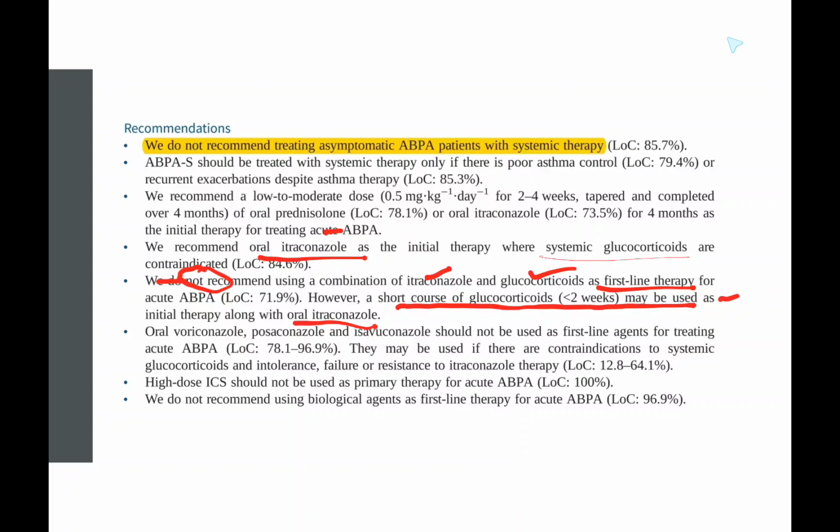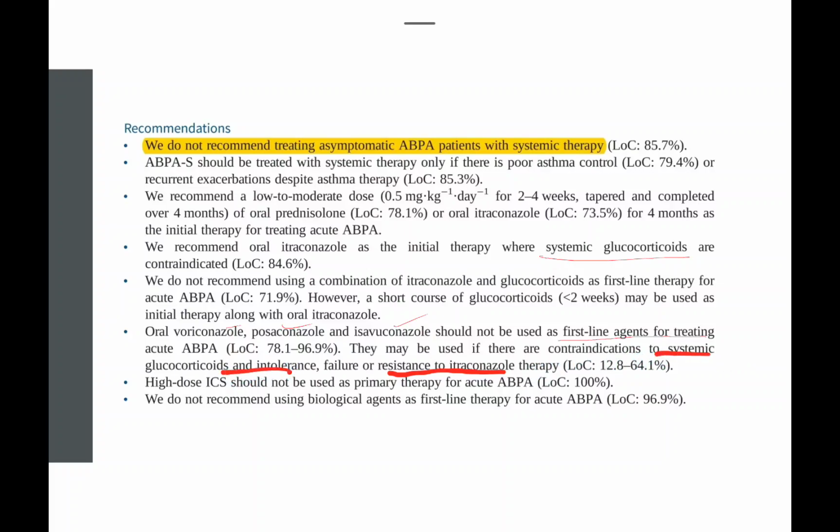And the second line antifungals like voriconazole, posaconazole, isavuconazole should not be used as first line. If there is failure of steroid or resistance to itraconazole, then we can use oral voriconazole. And high dose inhaled steroid should not be used as a primary therapy. You may use it as a secondary therapy, but not as a primary therapy for acute ABPA. And biologicals also are not recommended as a first line treatment for acute ABPA.